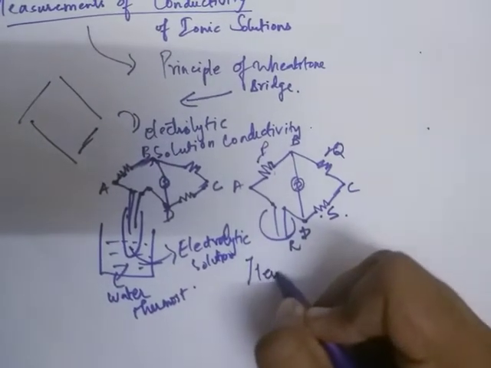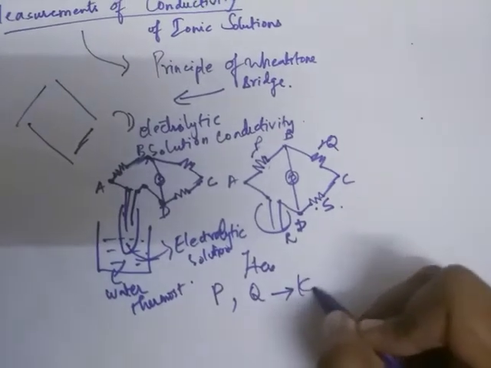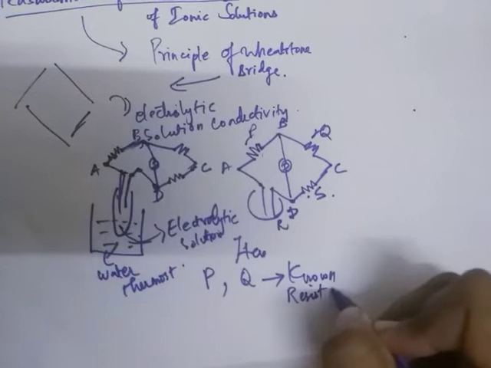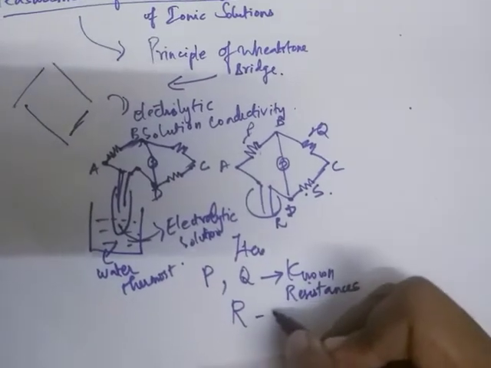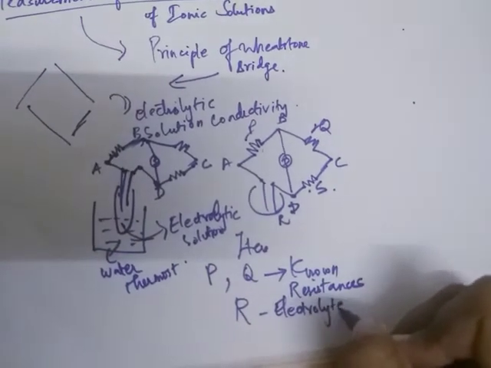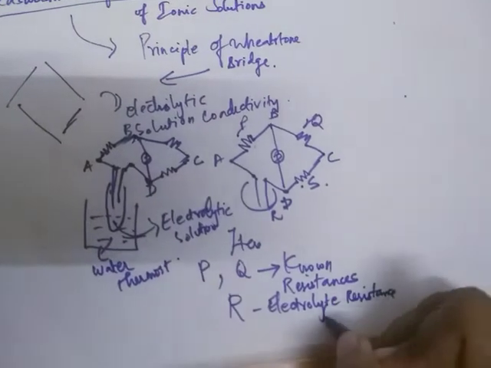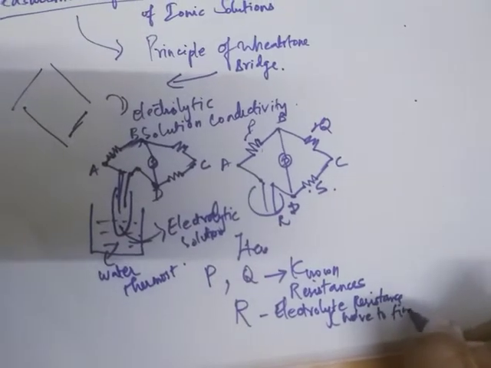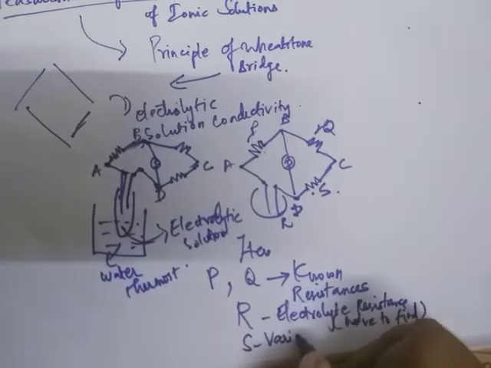Here P and Q are known resistances. R is the electrolyte resistance that we have to find. S is the variable resistance.